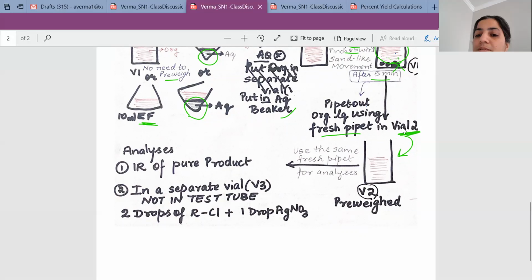Now there are two things that you have to do. You have to take the IR of this very product, and in a separate vial, please make note that you use a separate vial, not a test tube, you will add 2 drops of this material and 1 drop of your AgNO3 solution. So this is a separate analysis.